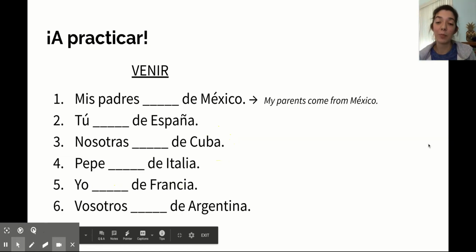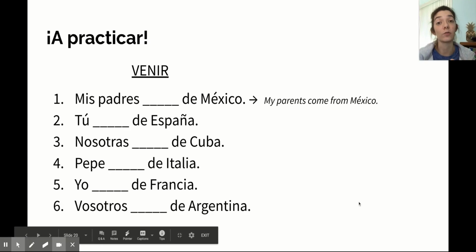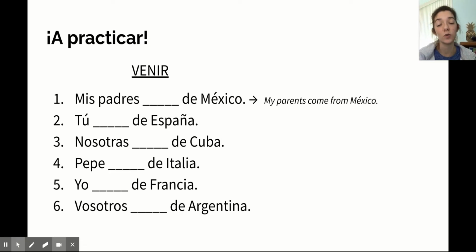Last thing. Vamos a practicar un poco on your Ed puzzle. You're going to answer the following questions. You're going to fill in the blank with the correct conjugated verb, first with venir, then with tener. So this first round, you're going to pick multiple choice. Some of them fill in the blank. Mis padres, conjugate venir. Okay? You're filling in the blank. We're conjugating the verb. Giving you some time now to do just that.